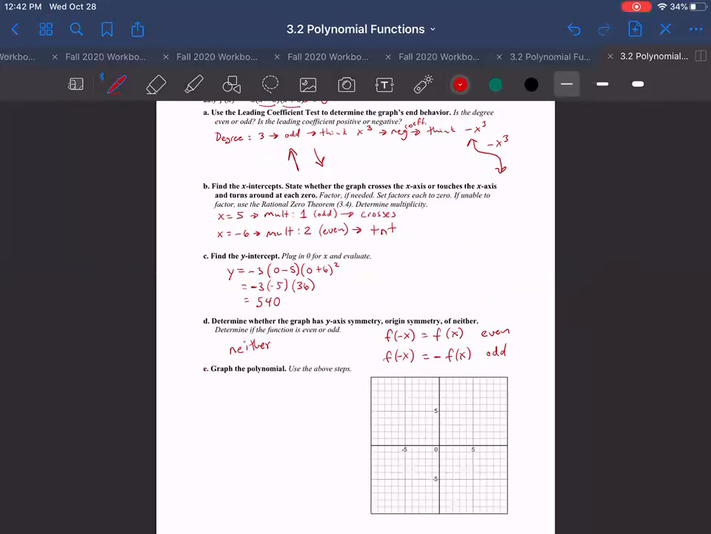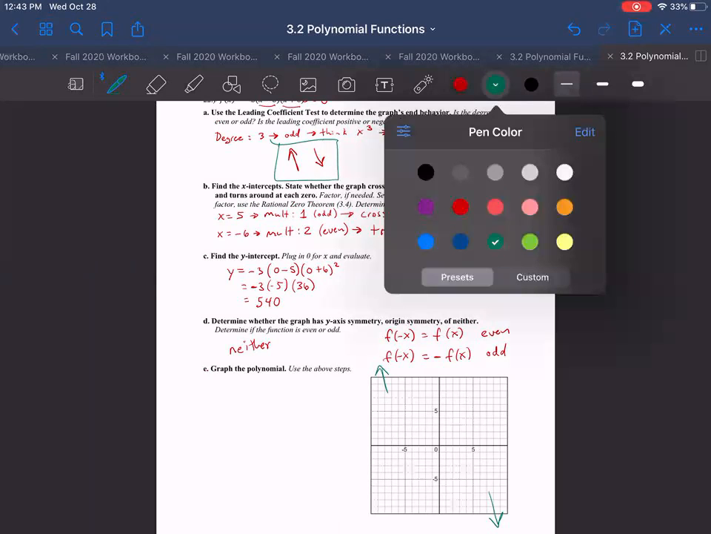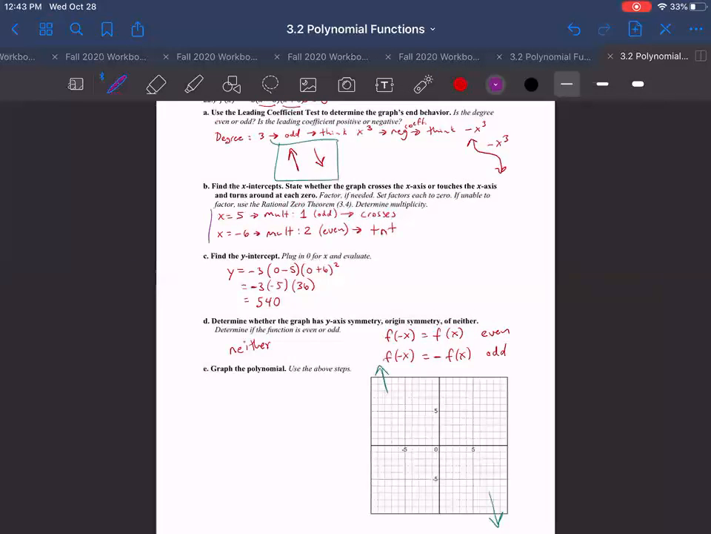So what I have here, I'll try and color code it for you. But what I have is, I've got this, rises left, falls right. So I know I'm going to be doing something like that over here and something like that over here. That's as I go to the left and as I go to the right. The next thing I have is that I've got these zeros right here. So at x equals 5, that's a 0. And at x equals negative 6, that's a 0.